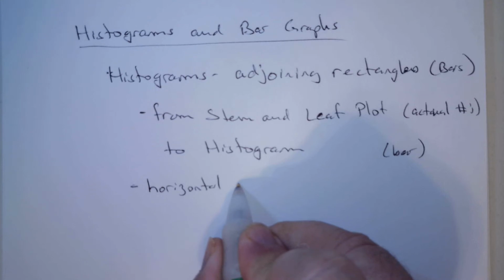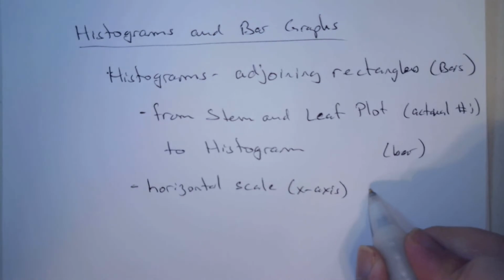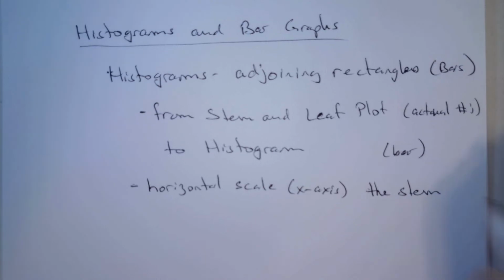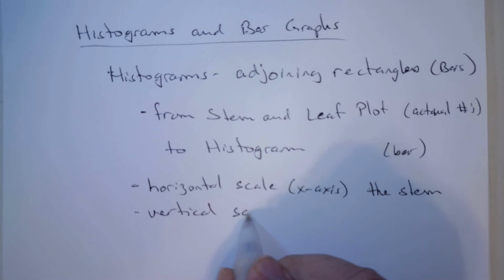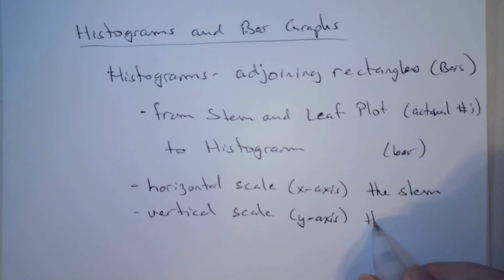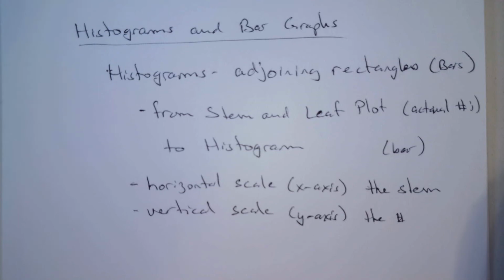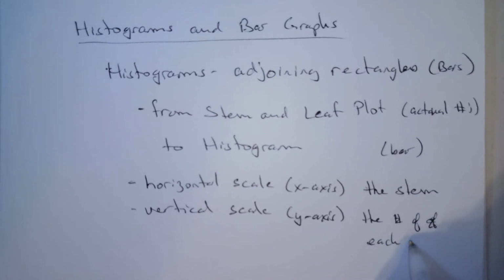The horizontal scale, or the x-axis, represents the stem. The vertical scale, the y-axis, represents the number of each leaf. It's a count.